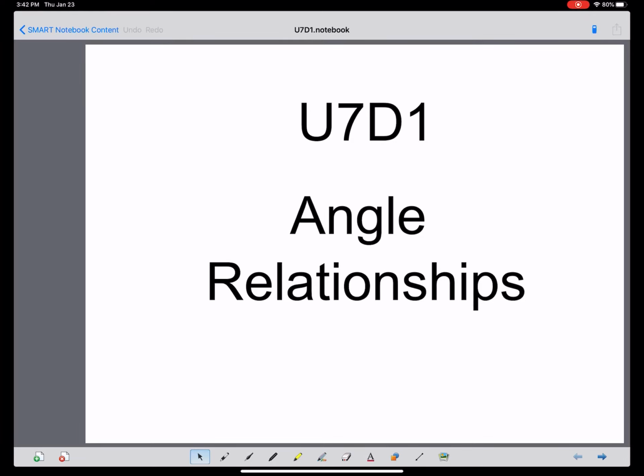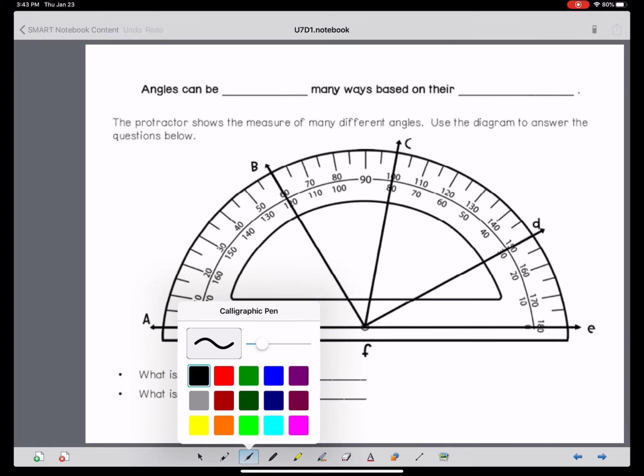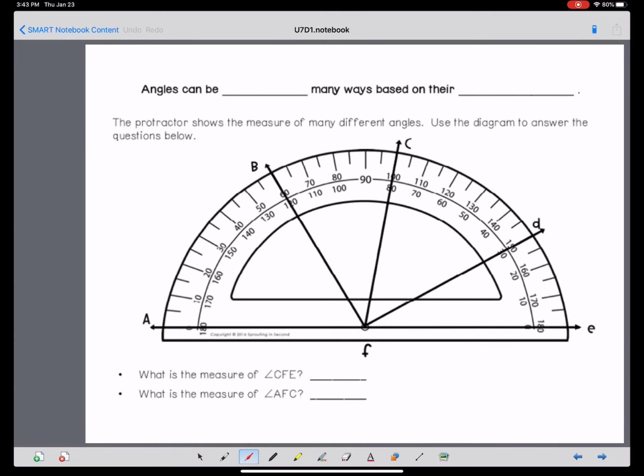All right, so this lesson is Unit 7, Day 1, and we will be talking a lot about angle relationships. So let's go ahead and get started and fill these out. Let's begin. Angles can be named many ways based on their characteristics.